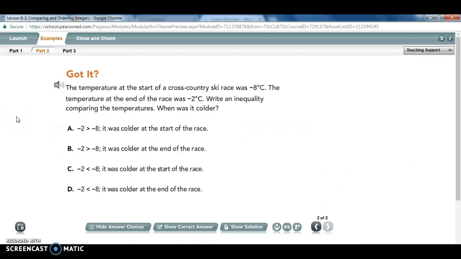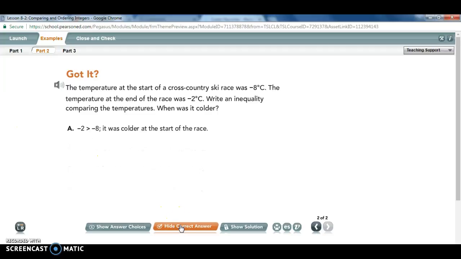The temperature at the start of a cross-country ski race was -8 degrees Celsius. The temperature at the end of the race was -2 degrees Celsius. Write an inequality comparing the temperatures. When was it colder? The correct answer is A. -2 is greater than -8, so -2 degrees Celsius is warmer than -8 degrees Celsius. So it was colder at the start of the race.